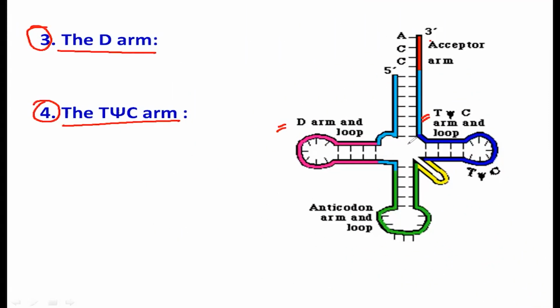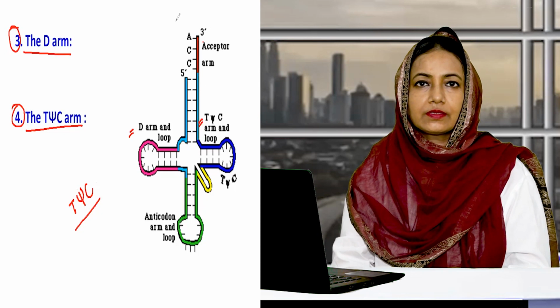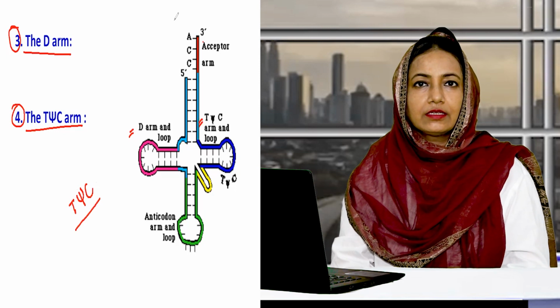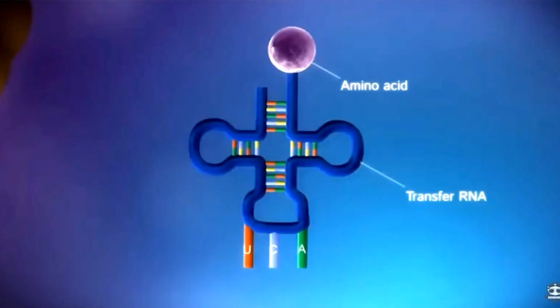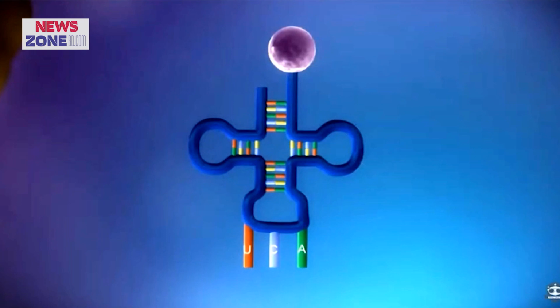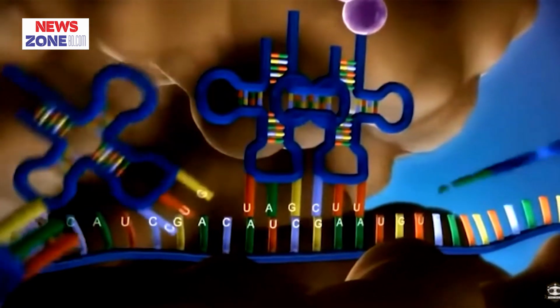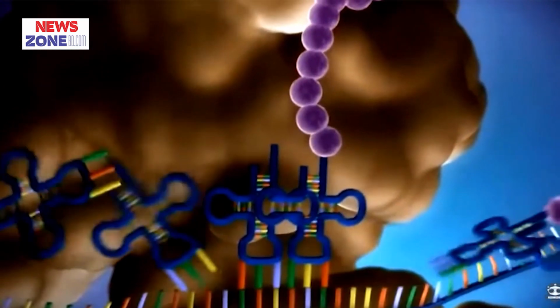This is the T psi C arm. This arm contains a sequence of thymidine, pseudouridine and cytidine. The T psi C arm has an important role in protein synthesis. It recognizes the particular ribosome for the attachment of transfer RNA during translation. The transfer RNA transfers amino acid by recognizing the genetic code sequence on a messenger RNA for synthesis of protein. This video shows the genetic code sequence of messenger RNA that is recognized by the corresponding transfer RNA.